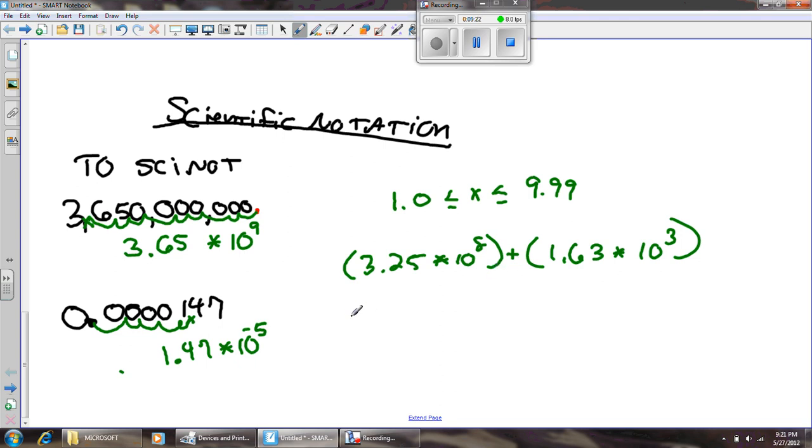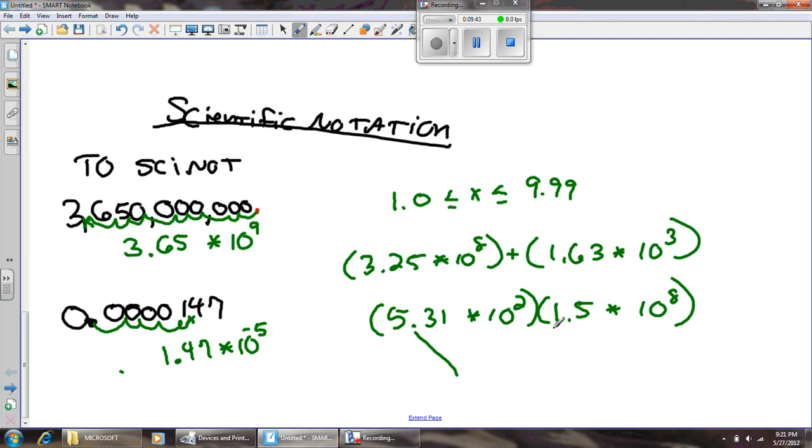If you have a multiplication situation, you can just do like 5.31 times 10 to the 2nd and 1.5 times 10 to the 8th. And again, your calculator will handle that for you. You can just simply multiply these two numbers together, multiply those powers together. Make sure your answer is in scientific notation. If it's not, you have to convert it back.